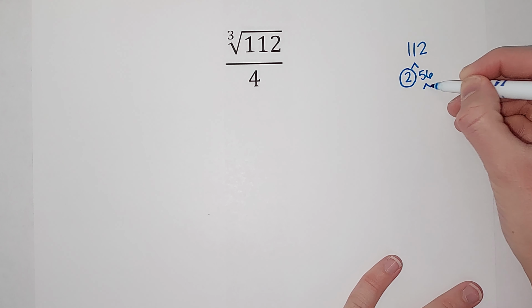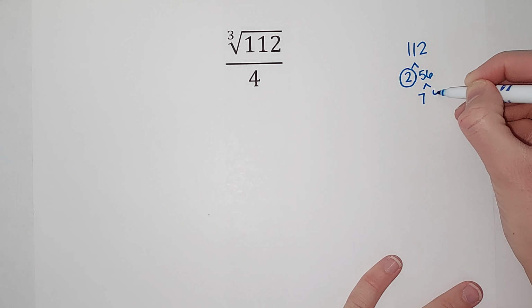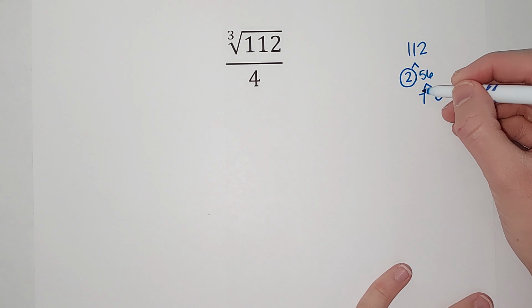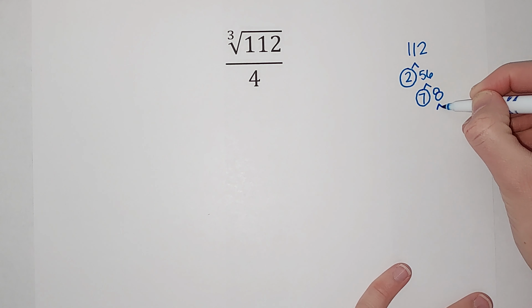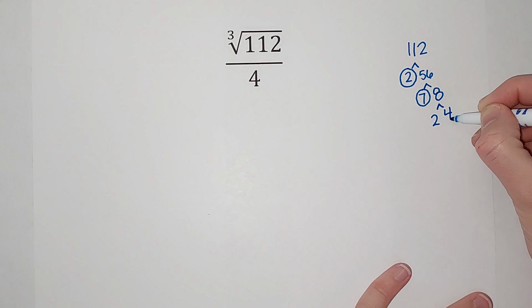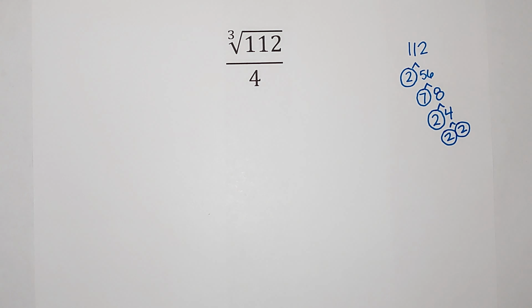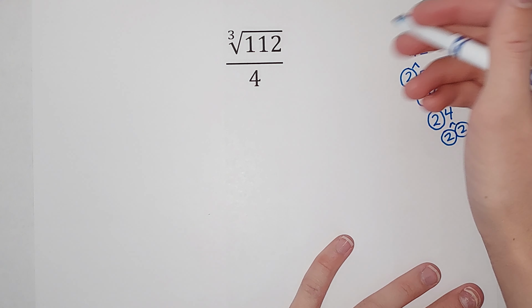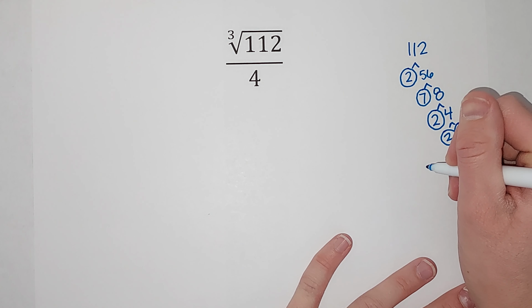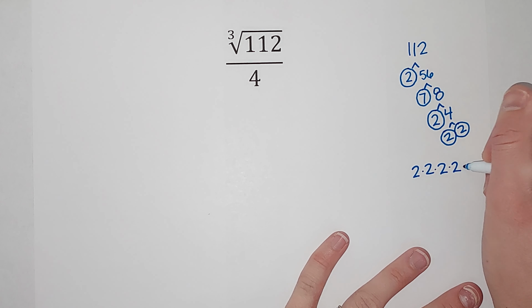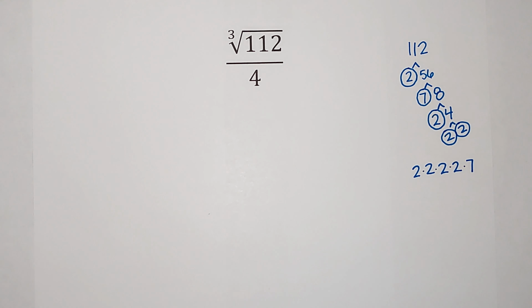But 56 can be broken down into 7 times 8, right? And 7 is prime, but 8 is not. 8 can be broken into 2 times 4, right? And 2 is prime. 4 can be broken into 2 times 2, which both of those are prime. Okay, so once you get to where all of them are prime, that's when you have your prime factorization. So that means that 112 can be written as 2 times 2 times 2 times 2 times 7. Okay, that is the prime factorization.